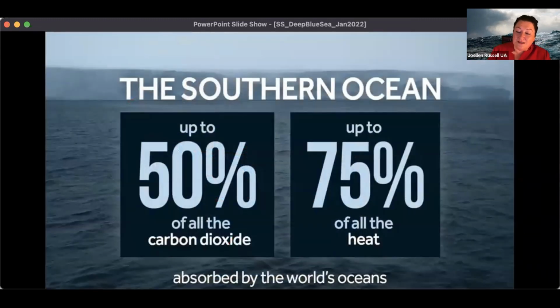But the Southern Ocean takes up about 50% of all the carbon dioxide absorbed by the world's ocean, even though it's relatively small, and about 75% of all of the heat. Now, think about that for a second. 93% of the energy imbalance of the planet goes into the ocean. And of that, 75% goes in around Antarctica. So when I tell people that I study the Southern Ocean, they're like, why? And I always say, well, why do you rob banks? Because that's where the money is. Why do we go to the Southern Ocean?